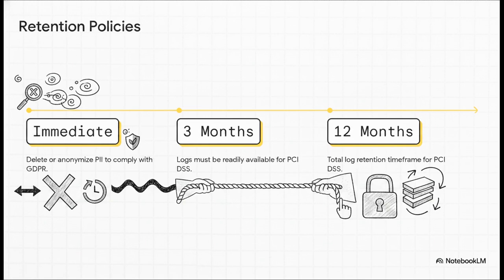Now, all this data collection creates a seriously complex compliance timeline, and it's a real tug-of-war. On one hand, you have GDPR demanding the immediate deletion or anonymization of unnecessary personal data. Seriously, you shouldn't keep it a second longer than you actually need it. But on the other hand, standards like PCI DSS strictly require you to hold on to logs for 12 full months, with 3 of those months being immediately available for investigation. So having a clearly defined retention policy that balances your incident investigation needs against strict privacy laws is absolutely crucial.